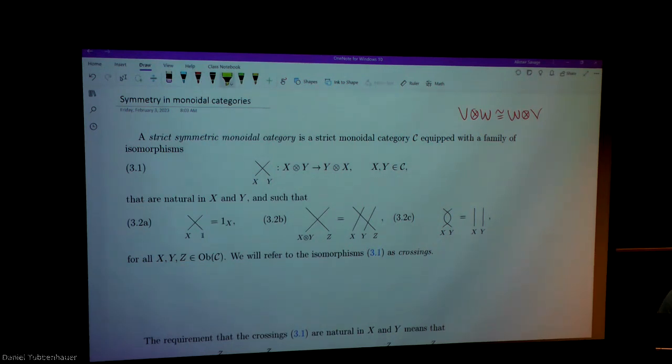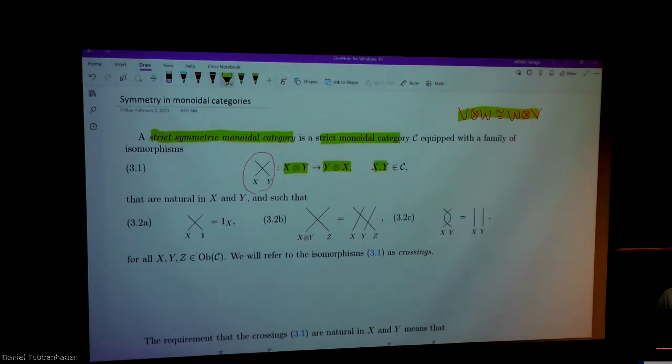We want to encode that type of symmetry in this formalism of monoidal categories. So what we want is the idea of a strict symmetric monoidal category. This is a strict monoidal category, as we defined before. And what makes it a symmetric monoidal category is that for any two objects, we have an isomorphism that goes from x tensor y to y tensor x. You should think of it as the isomorphism of vector spaces. The standard notation for that isomorphism in terms of our string diagrams will be a crossing. So this should be an isomorphism from x tensor y to y tensor x.